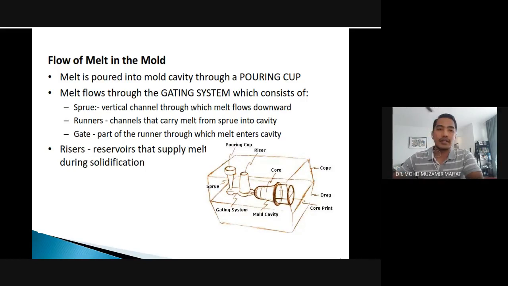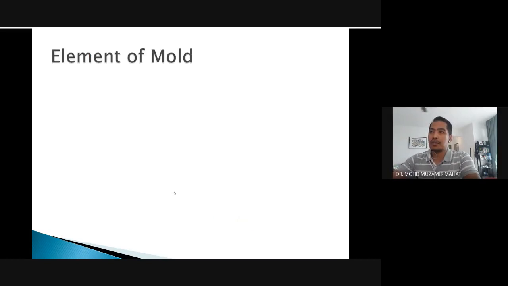And then we have risers. If you see the figure, risers are reservoirs that supply melt during solidification. Solidification is the process in which molten metal, in liquid form, turns into solid material. So there is a pouring cup here, risers, the sprue, the gating system, and this is the mold cavity. And this is the core, and some other parts like the drag, core prints, and cope. Cope is on the top, and drag is at the bottom. Cope and drag, up and down.